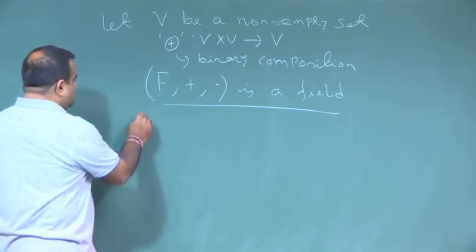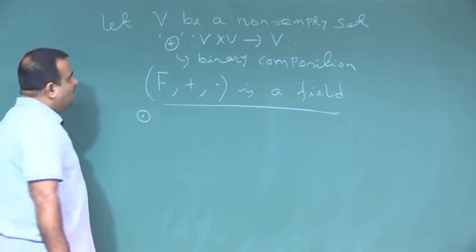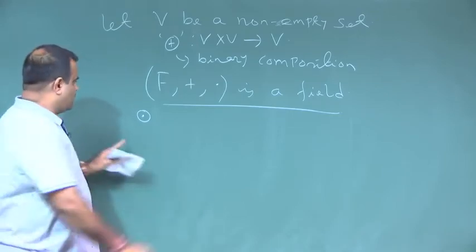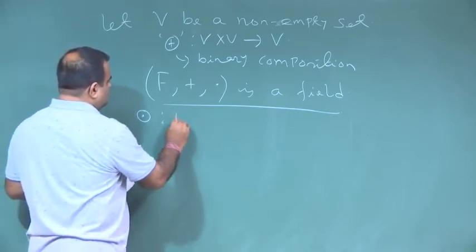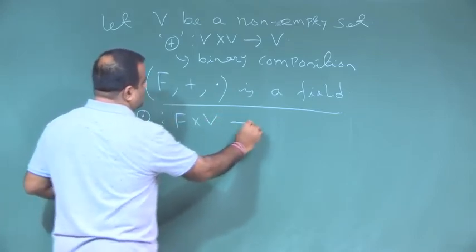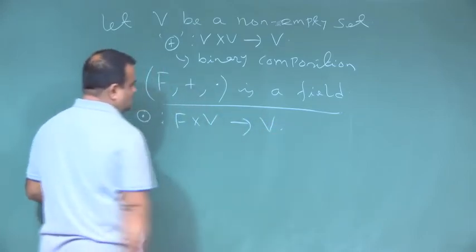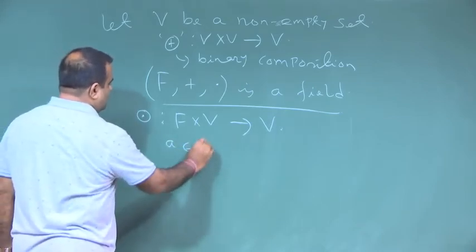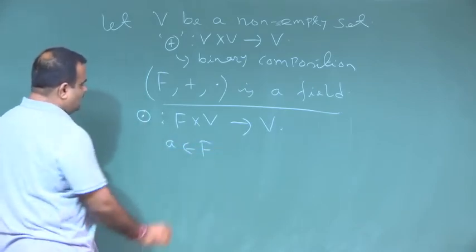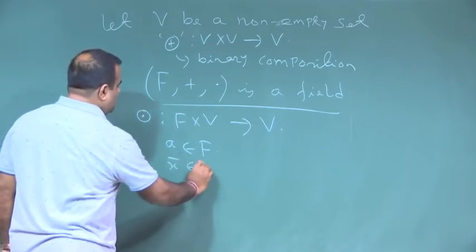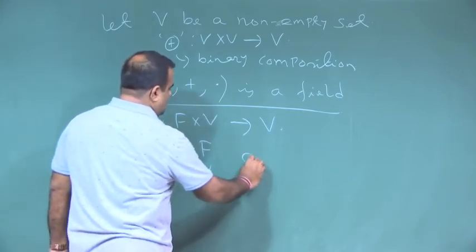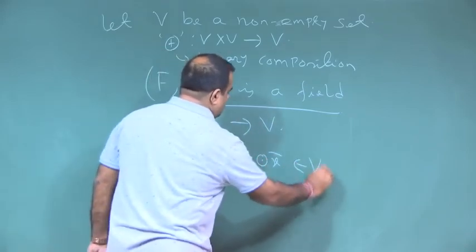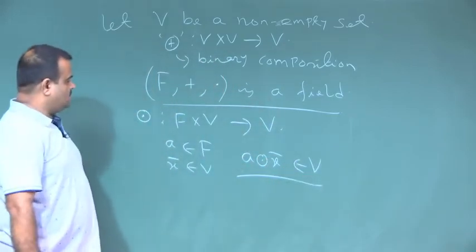Okay, and along with this we have an external composition, which is also called scalar multiplication with a vector. This is basically F cross V to V. That means we take a from F and we take a vector x from V. So, we operate a with x, and this will give us some vector in V.